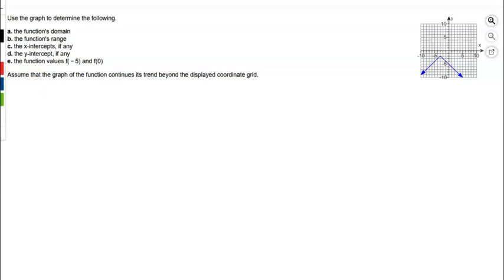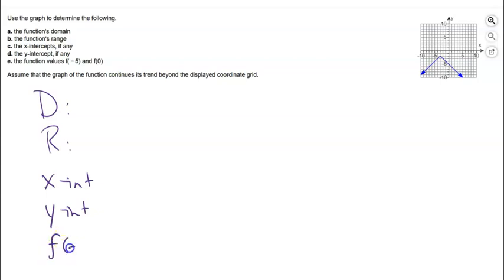Make sure my pen's working right. There we go. I'm going to make a list. The range of this function, the x-intercepts for this function, the y-intercepts for this function, f of -5, and at the bottom of the screen, f of 0.